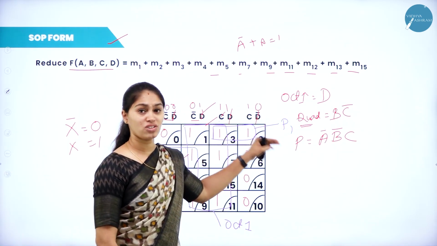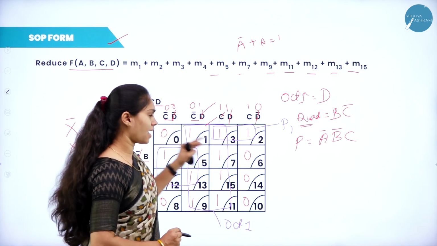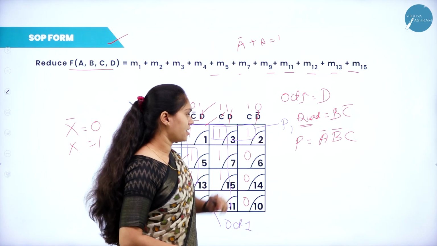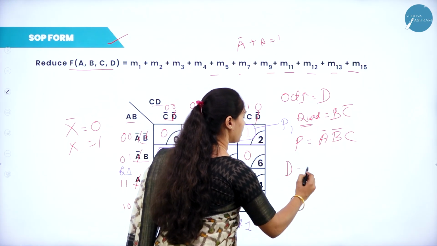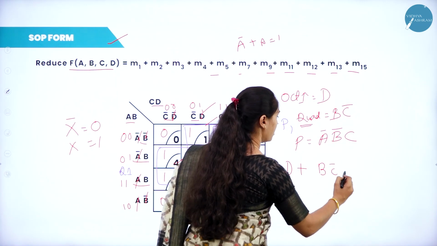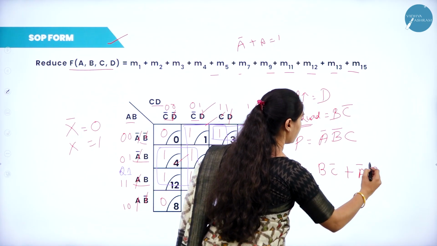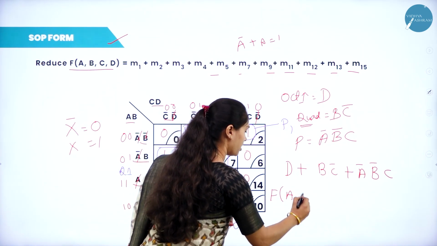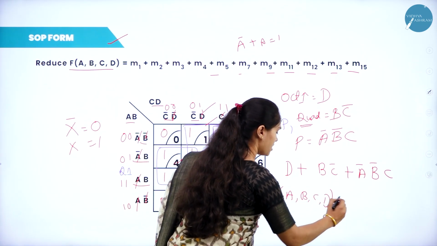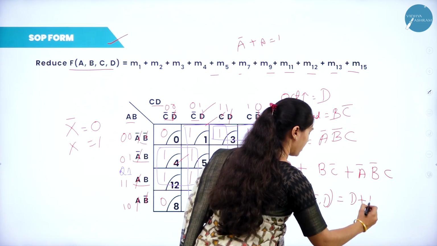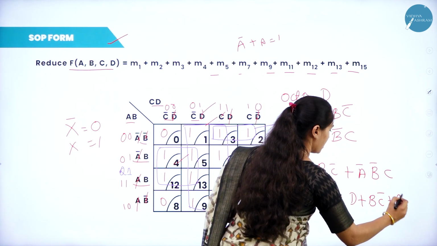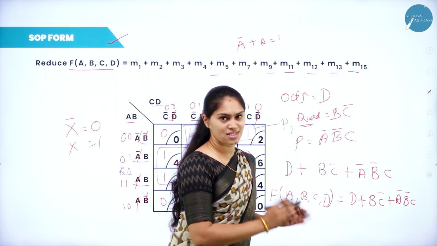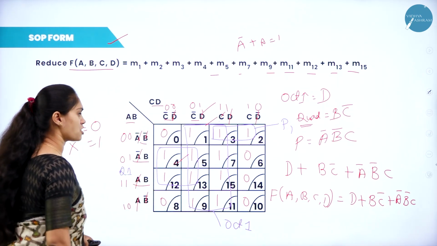So this is how we are going to simplify the quad, octet as well as a pair. So first preference will be given to the octet, next quad, and then pair. So let me write the answer. D plus BC bar plus A bar B bar C bar. How to write the simplified version then? F of A comma B comma C comma D is equal to, what is the first variable? D plus BC bar plus A bar B bar C. This is sum of products. That is what we are dealing with SOP form.